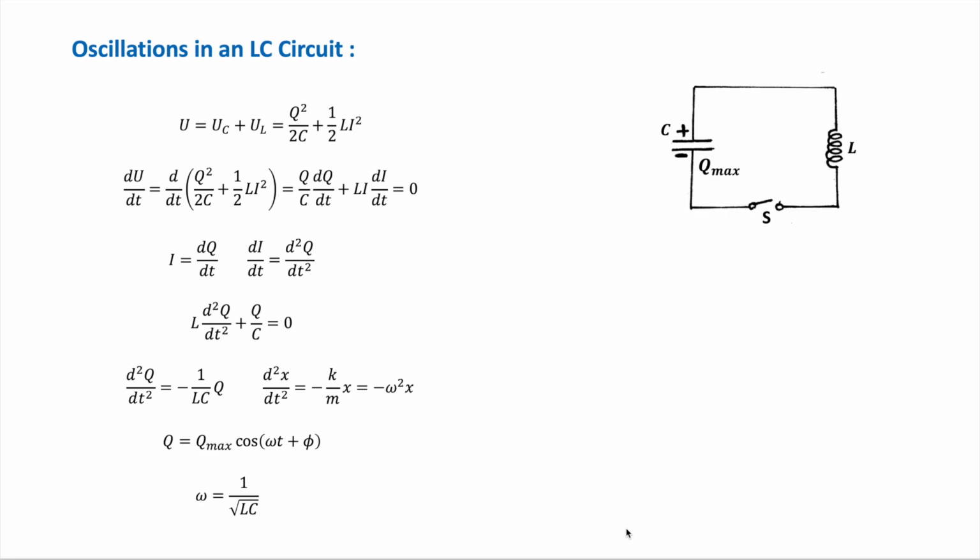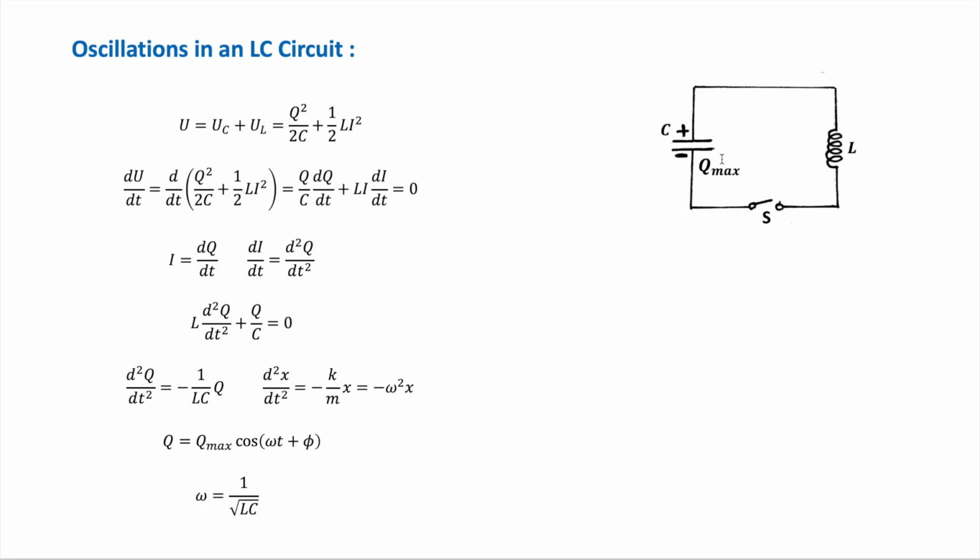When the capacitor is fully discharged, it stores no energy and the current in the circuit reaches a maximum value, and all of the energy is then stored in the inductor as half L I max square. And then the process repeats itself, but in the reverse direction, and the energy continues to oscillate between the capacitor and the inductor indefinitely, okay?